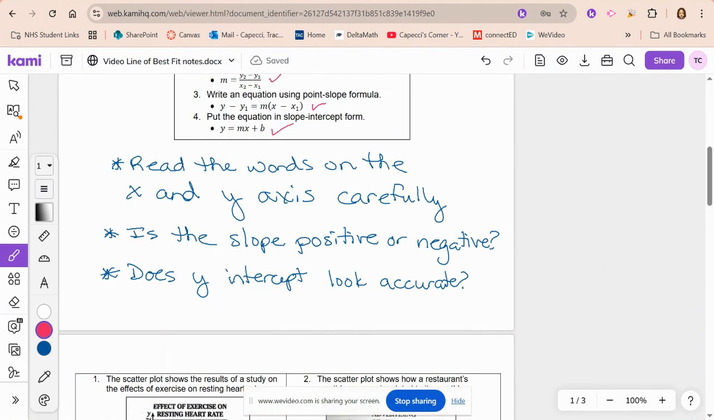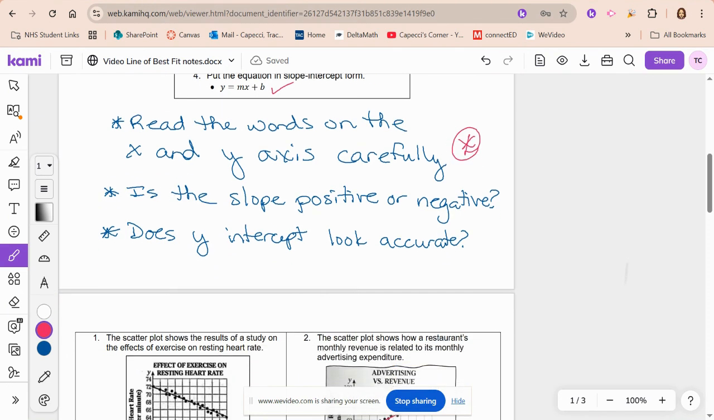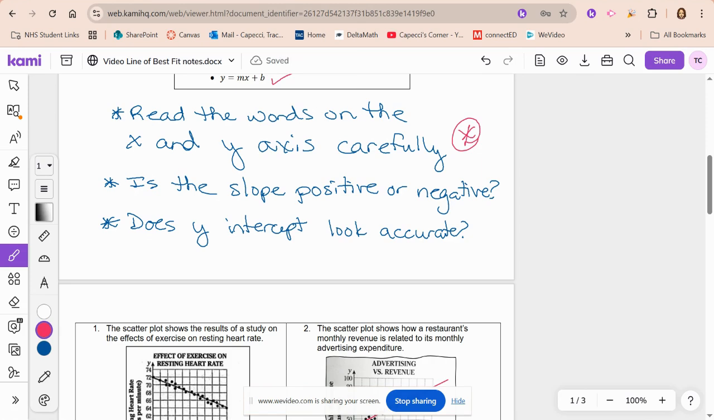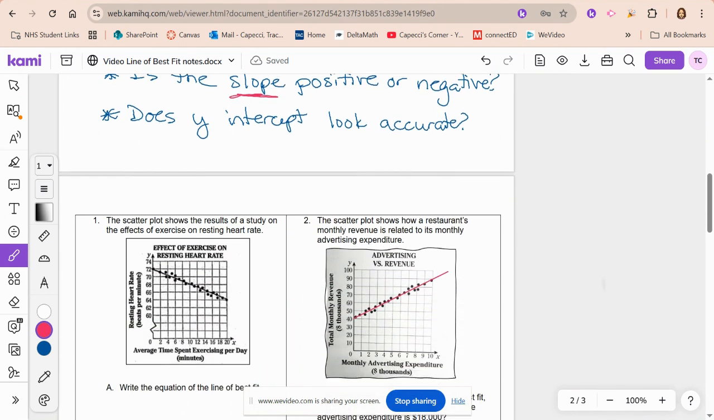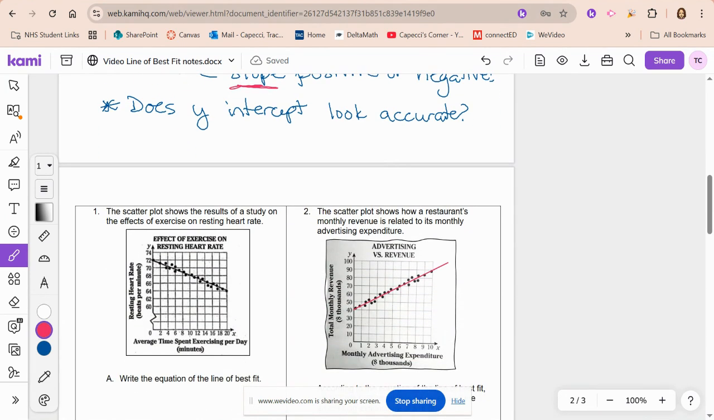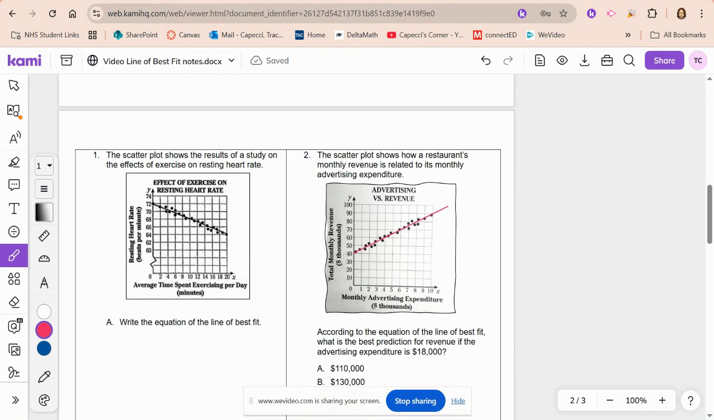So a few pointers. The first one is to read the words on the X and Y axis carefully. Are the numbers listed and stating that it's in thousands? You want to pay attention to whether the slope is positive or negative. If it's a multiple choice test, it might eliminate some answers for you. And does the y-intercept look accurate once you have your equation of your line?